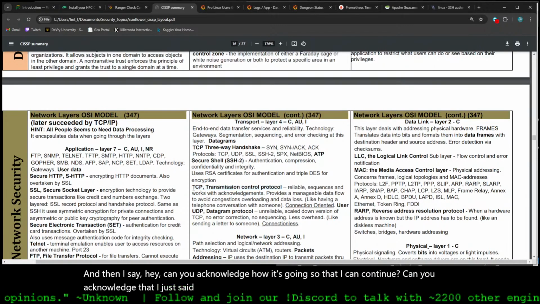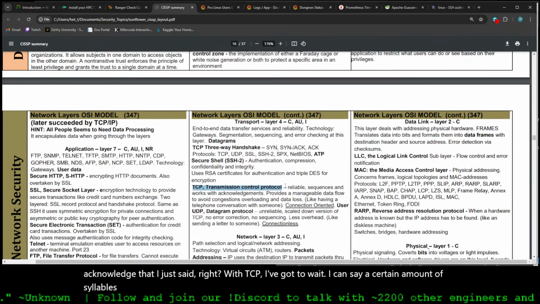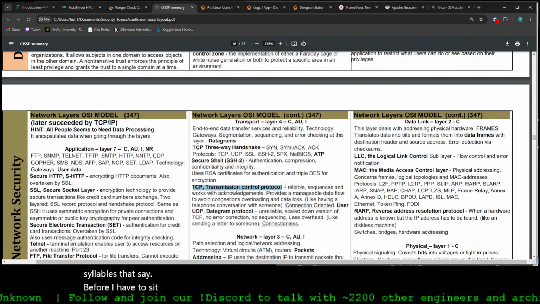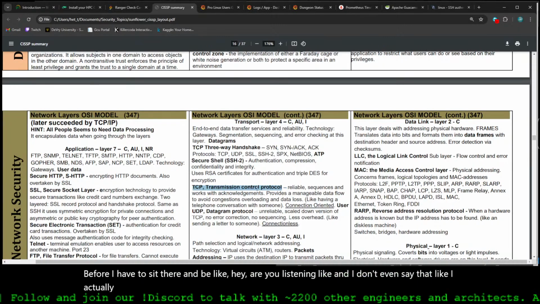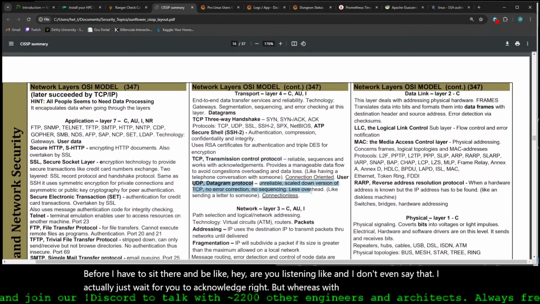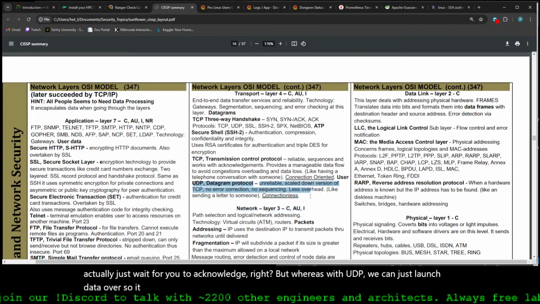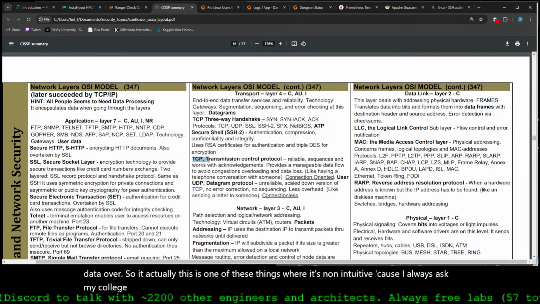Right, with TCP, I've got to wait. I can say a certain amount of syllables, let's say, before I have to sit there and be like, hey, are you listening? Like, and I don't even say that. Like, I actually just wait for you to acknowledge, right? But whereas with UDP, we can just launch data over. So this is one of these things where it's non-intuitive, because I always ask my college students, and I'll ask you guys the same thing.